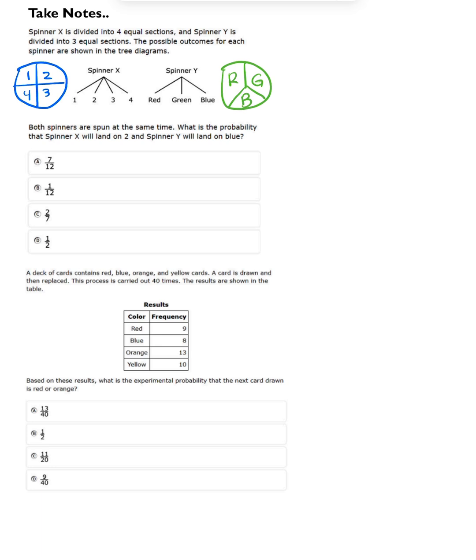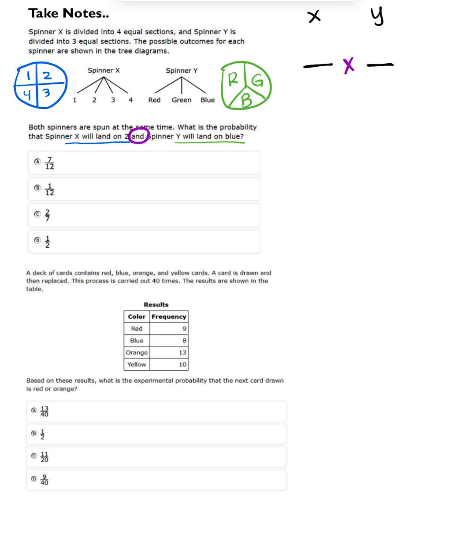All right, so then it says both spinners are spun at the same time. So what is the probability that spinner X will land on 2, and then spinner Y will land on blue? And the key word here is and. These things are happening at the same time. So we're actually going to have a fraction for spinner X and a fraction for spinner Y. And because it says the word and, we're going to multiply our 2 fractions together.